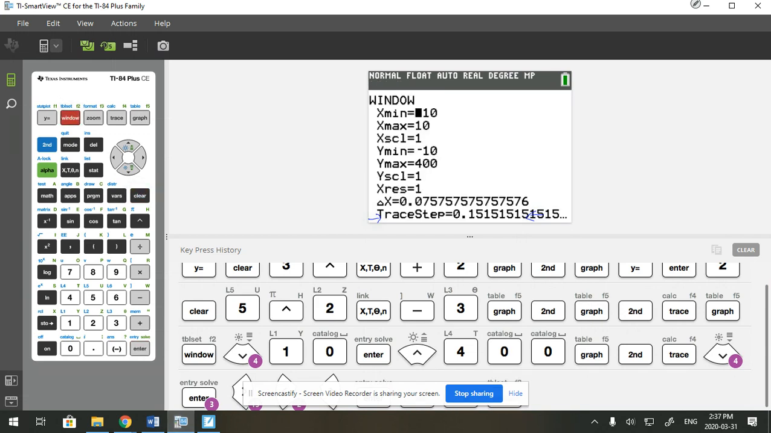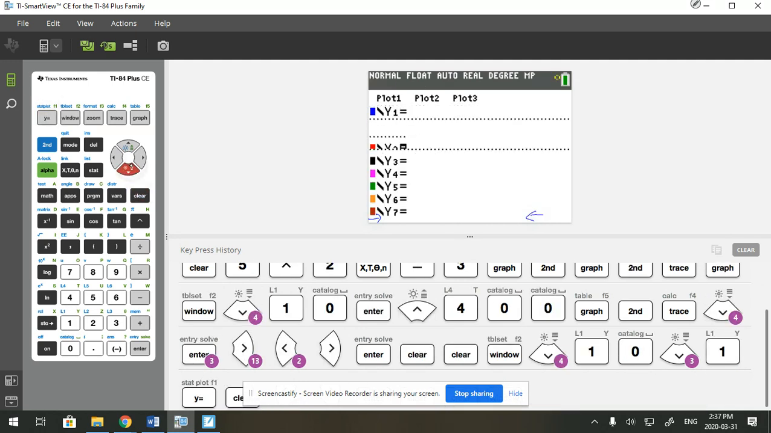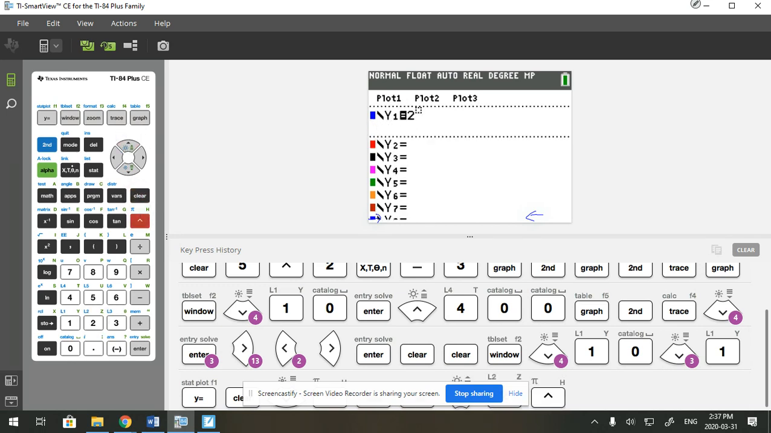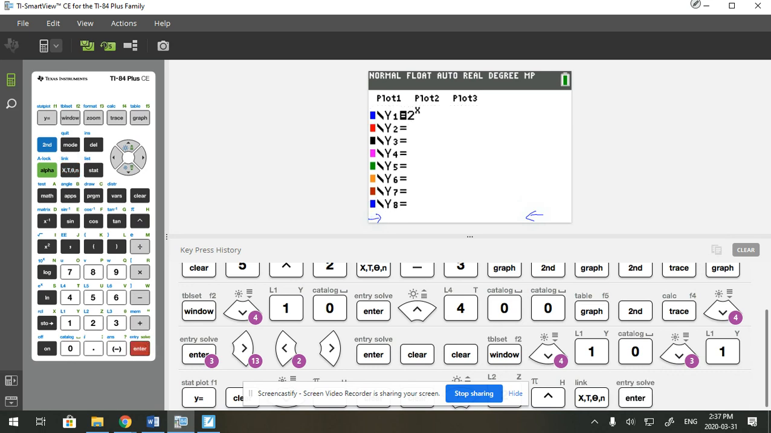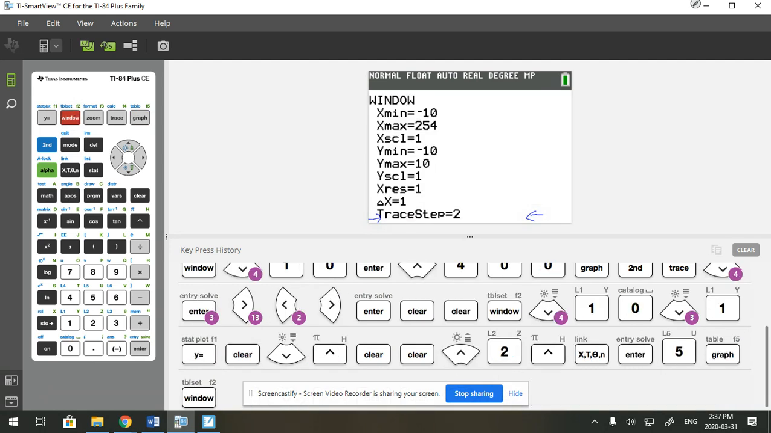Again, I'm going to set my window back to its regular setting, -10, 10, 1, -10, 10, 1. That's your general setting. I'm going to change this like that. Okay, and then I'm going to go into y. And I'm going to now put my y1 is 2 to the x, and my y2 is 5. Now I'm going to graph it. Oh, I did do something here. Let's see.